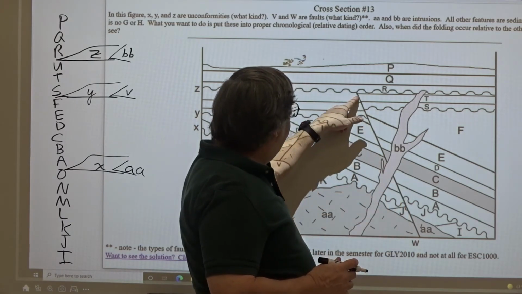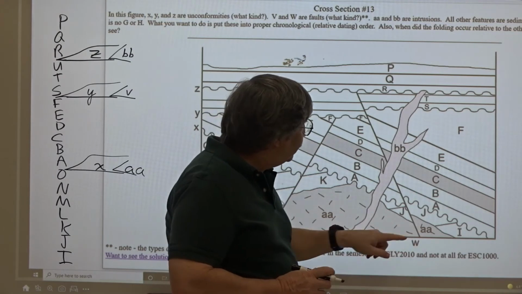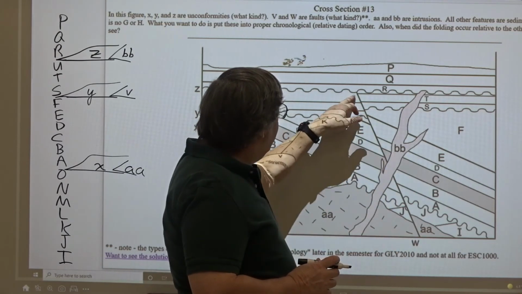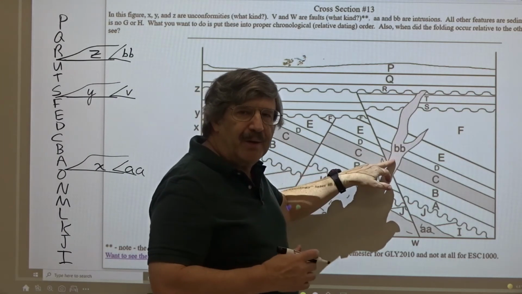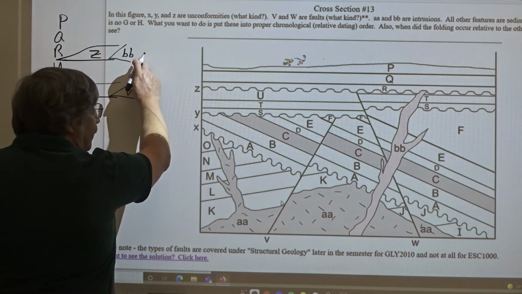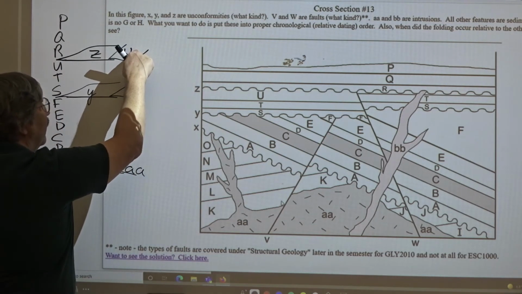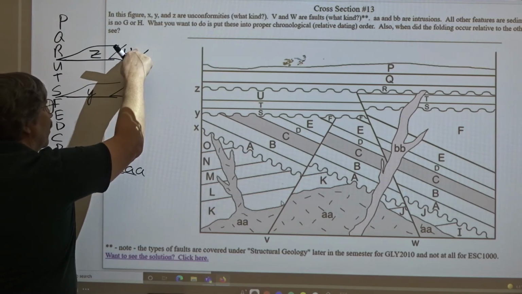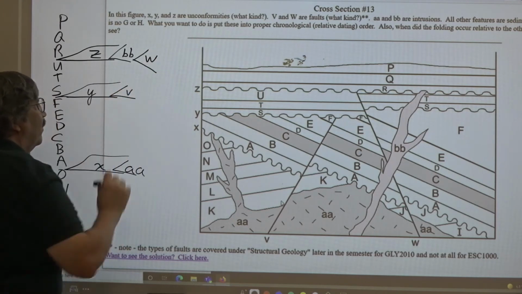W is younger than anything that it cuts. So W is younger than U, but older than BB, or BB is younger than W. So here's BB, and W is older than BB, and younger than U, so W goes right there.